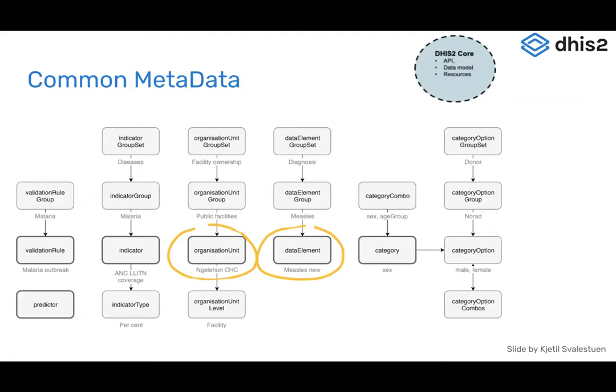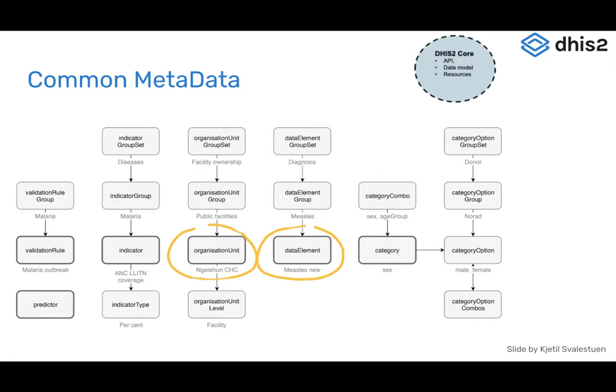There are a lot of other types of metadata as well. So we had data element, we had org unit, we also had period, which isn't on this list. But there are a lot of other pieces of metadata to configure DHIS2 and customize it in a lot of different ways.